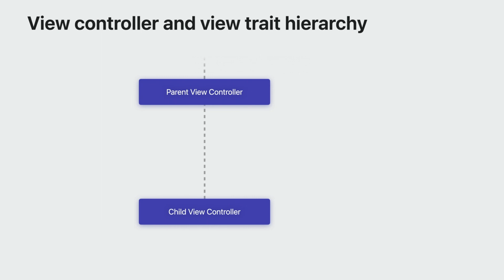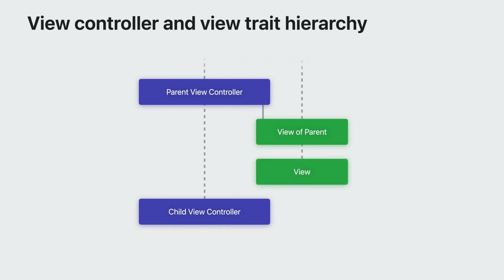Here's an example of a parent view controller, which contains a child view controller. The dashed line represents the view controller hierarchy. The parent controller owns a view, and the solid line connecting them represents their relationship. The parent view has one subview, and the dashed line through the views represents the view hierarchy. Finally, the view of the child controller is a subview of that middle view.